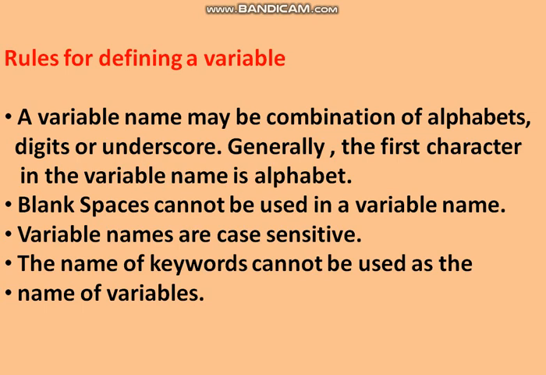Rules for defining a variable. A variable name may be a combination of alphabets, digits or underscore. Generally, the first character in the variable name is an alphabet. Blank spaces cannot be used in a variable name. Variable names are case sensitive. It means small x and capital X are not the same thing in a variable name. The name of keywords cannot be used as the name of a variable.